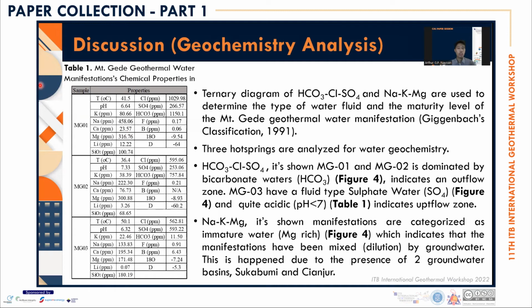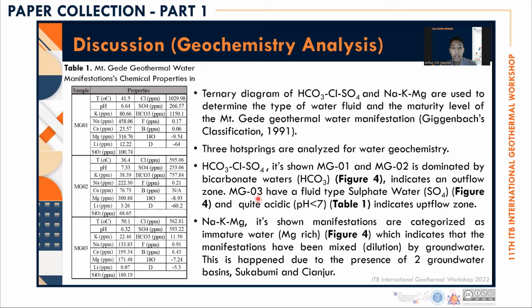Okay, let's go to the geochemistry analysis. In the geochemistry analysis, we are supported by the Ulumbiri geothermal geochemistry spreadsheet to help our analysis. This is the water geochemistry analysis first. There are three manifestations where the pH is neutral, and if we input them to the bicarbonate, chloride, sulfate and sodium, potassium, magnesium ternary diagrams, we know that MG1 and MG2 in the bicarbonate, chloride, sulfate diagram are dominated by bicarbonate water, which indicates an upflow zone in the northeast area.